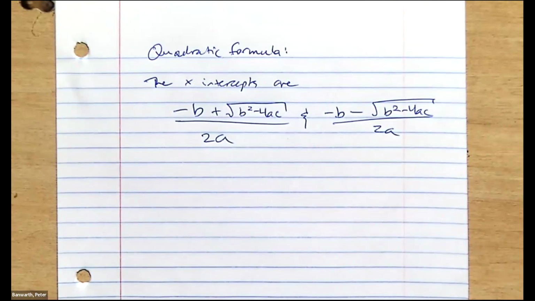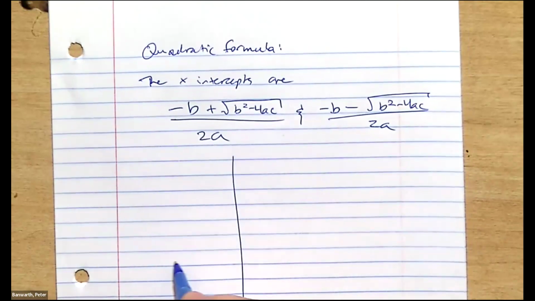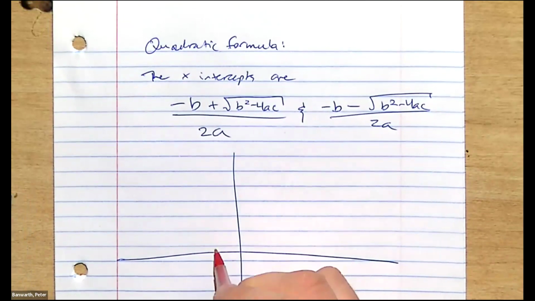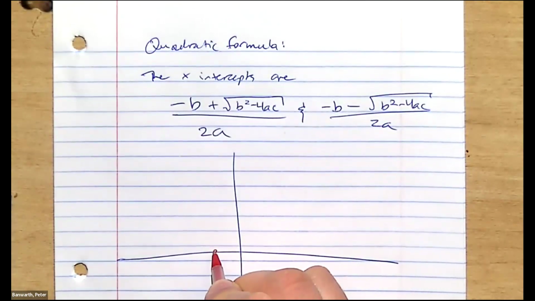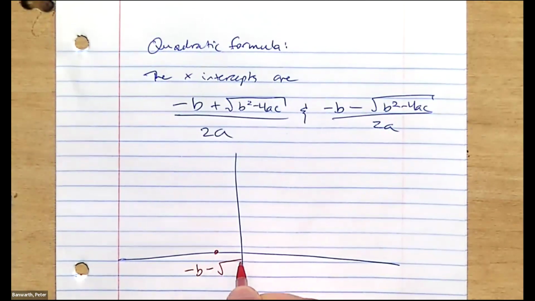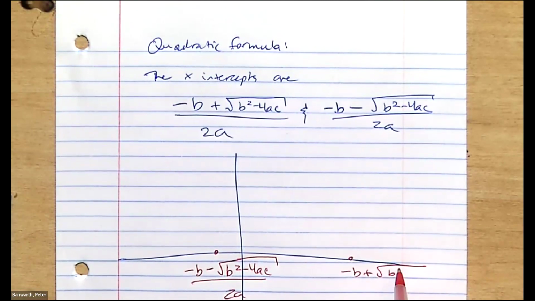What do you know about the x-coordinate of the vertex in relation to the roots? It's in the middle. It has to be, right? Because that's where it turns around. That's the axis of symmetry. But let's look. We had an example where we had a minus b minus the square root of b squared minus 4ac all over 2a. And we had a root here, which was minus b plus the square root of b squared minus 4ac all over 2a.